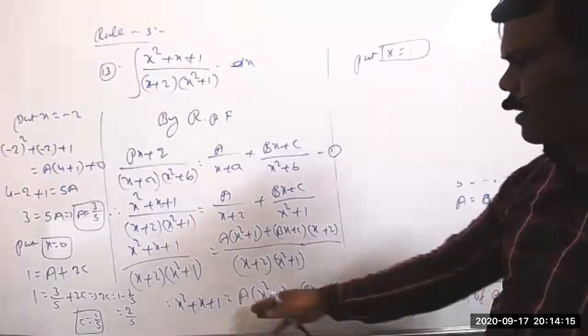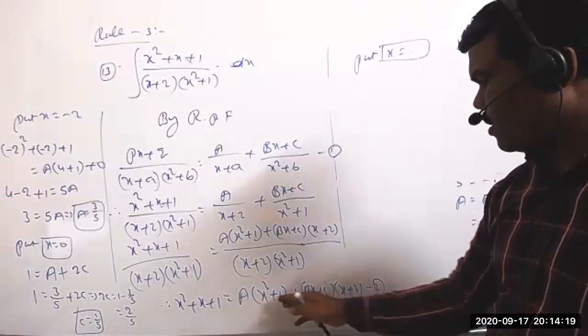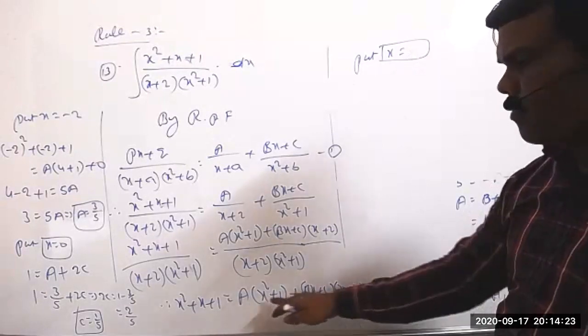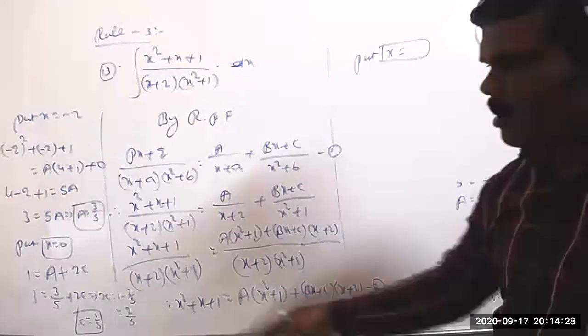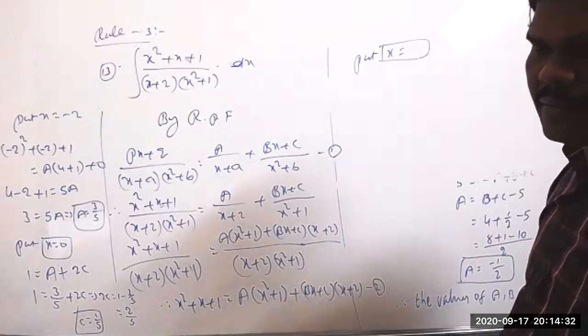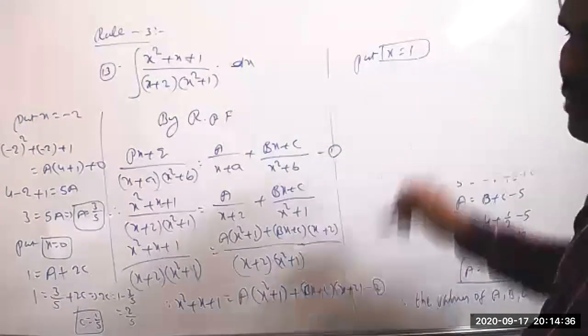Or else you can multiply and compare. Suppose you got this ax square here, and this bx square is there now. If you take x square common from these two terms, a plus b into x square. X square anyhow we have. That means a plus b equal to 1. It will be easy. Or else if you take x equal to 1 also you can take. That is your choice only.